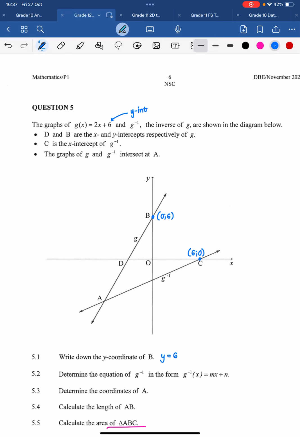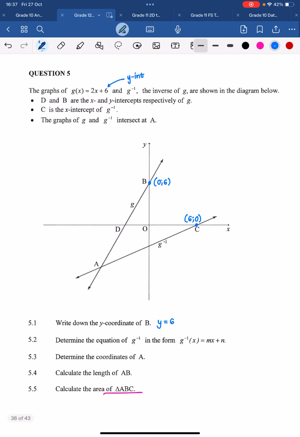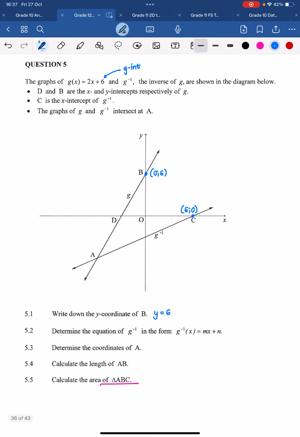All right, for 5.2, they are now asking us to determine the equation of the inverse in the form g to the negative 1 of x is mx plus n. Now, the inverse of a straight line is clearly also another straight line, okay? Now, guys, you have different things that you can do here. I suggest that we go the quick route and we just swap x and y. We know that if you have a straight line or any graph, to get the equation of the inverse, you must swap x and y and then make y the subject. So g of x, I'm going to do it here on the side. The original graph is y equals 2x plus 6. That means that the inverse is going to be x equals 2y plus 6.